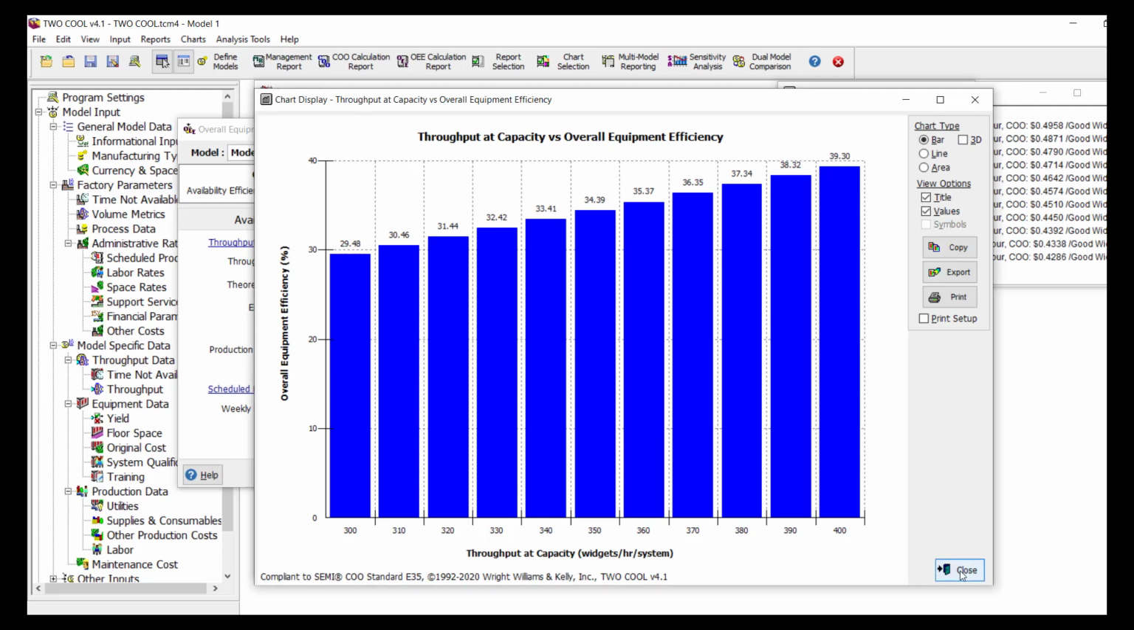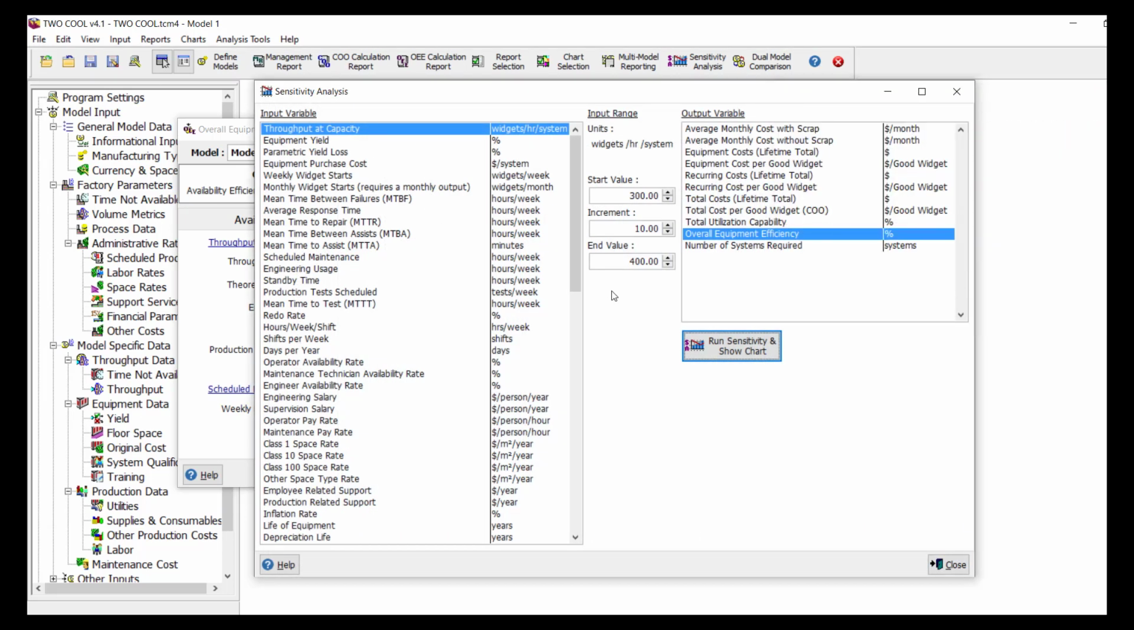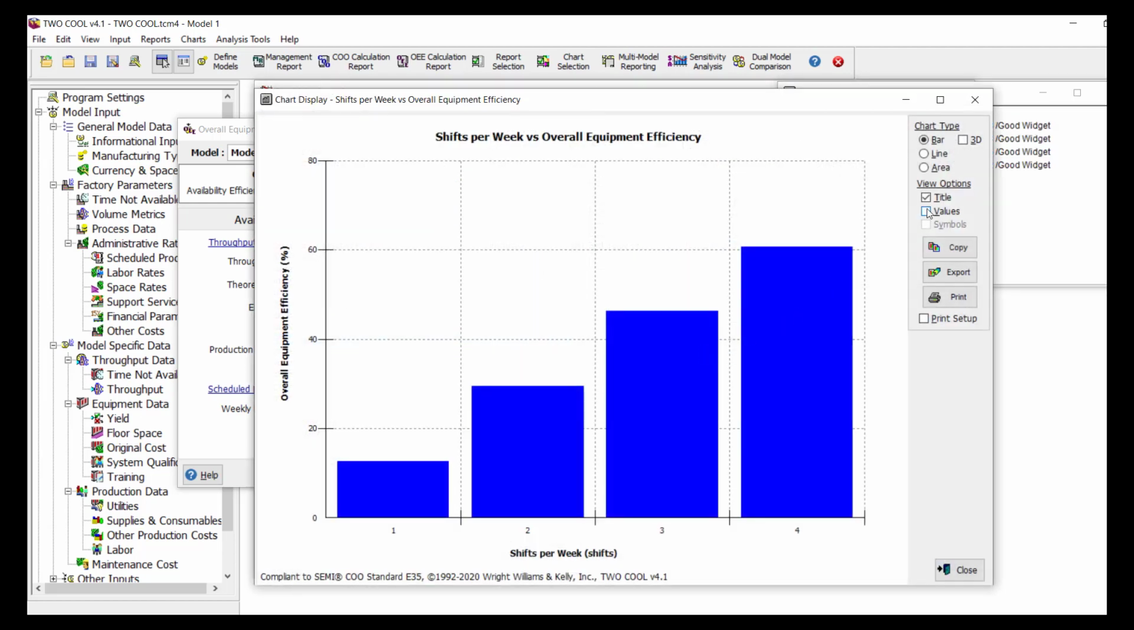I suspect that only running the equipment for 2 shifts per week is a real impact. Let's see. Each additional shift adds about 15% to overall equipment efficiency. That is likely the biggest factor in improving overall equipment efficiency. But can your company sell all that extra capacity?